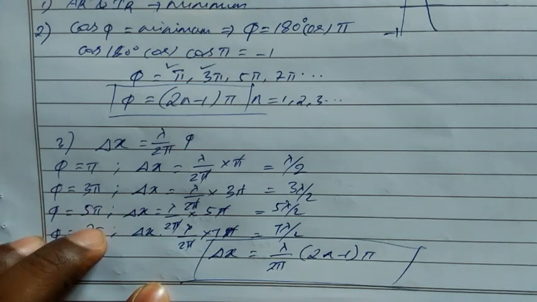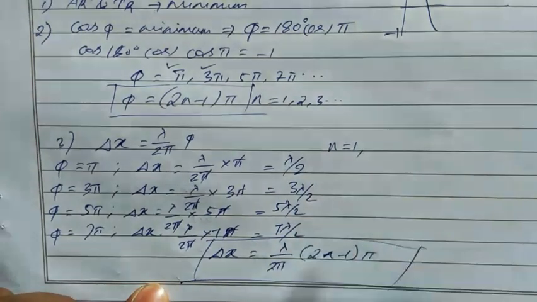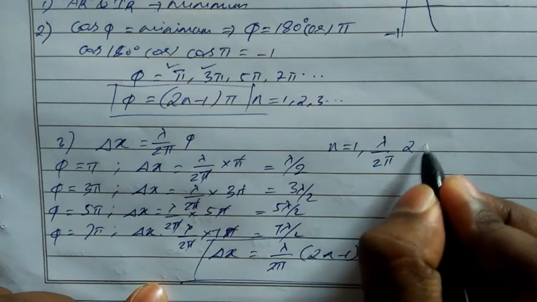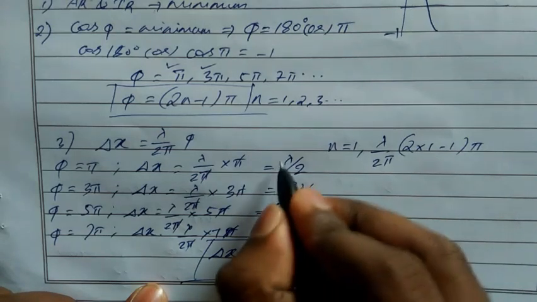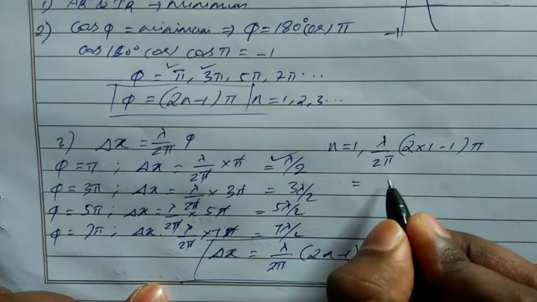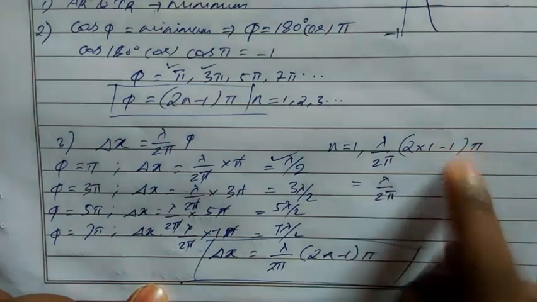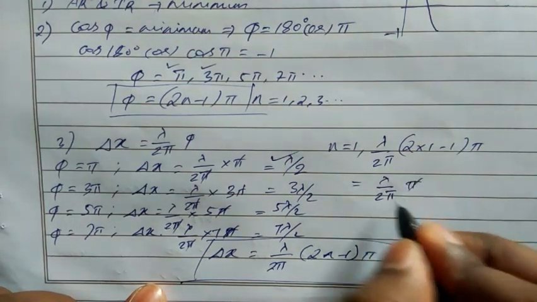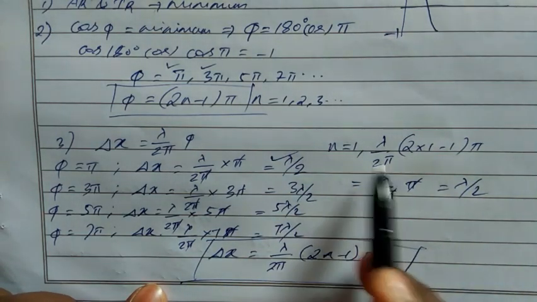If we take n equal to 1, here I substitute n equal to 1, then we will have lambda by 2 pi into 2 into 1 minus 1 into pi. Let me check whether we will get this value. So lambda by 2 pi, then 2 minus 1 will be 1. 1 into pi will be pi. So pi get cancelled, we will have lambda by 2. Correct. Our answer is correct. Okay, so this relation will be correct.